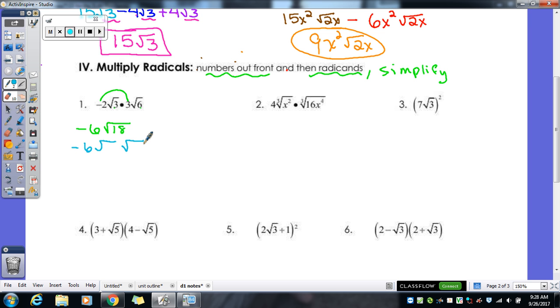What's our perfect square that goes into 18? 9 and 2. 9 comes out of the square root sign as a 3. 2 stays under the radical. And I got to multiply that 3 times that negative 6 that I had out in front. So our final answer is negative 18 square root of 2.